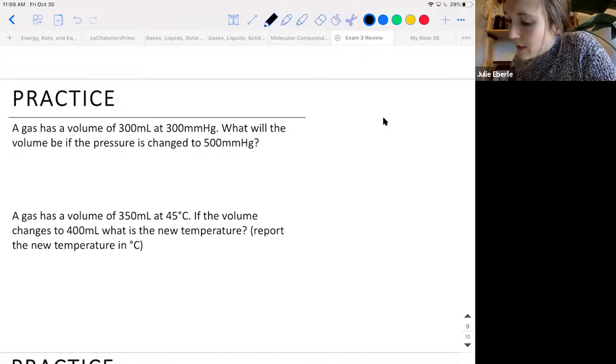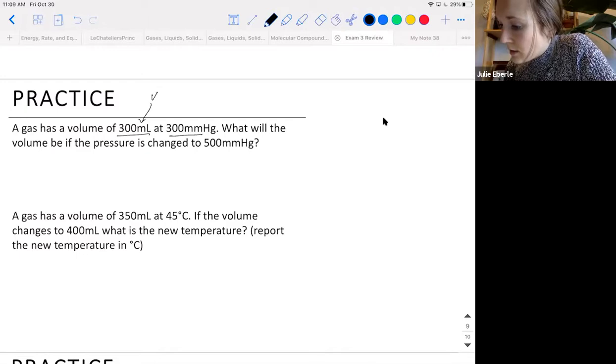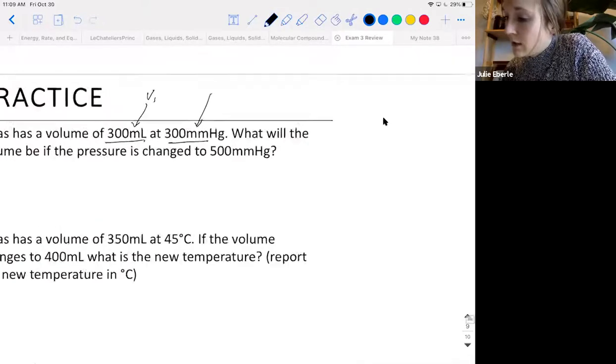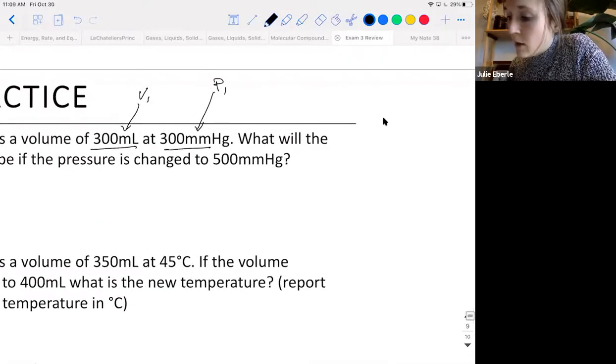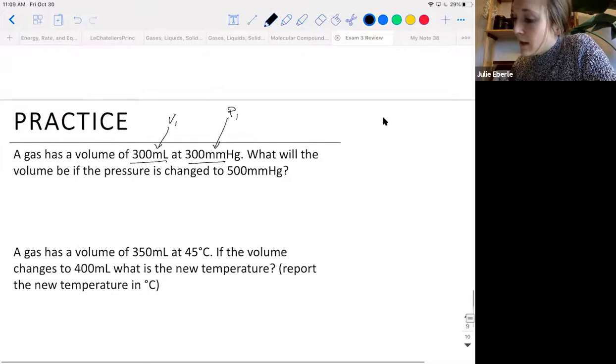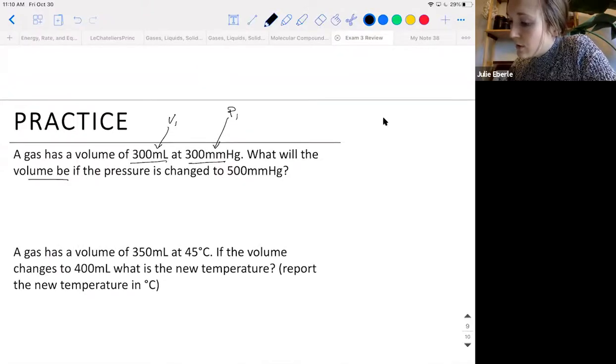So this one, I don't know what law it is yet. We'll figure out what law it is. It says a gas has a volume of 300 milliliters at 300 millimeters of mercury. So this right here is a volume. We'll call that V1. This right here is a pressure, that is units of pressure, millimeters of mercury, so we're going to call that P1. That's the first pressure we're given. Then it says, what will the volume be if the pressure is changed to 500 millimeters of mercury? That's another unit of pressure, so this is what we're going to call P2.